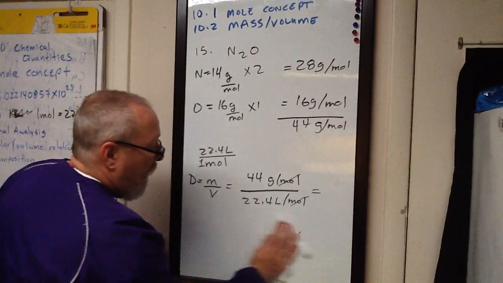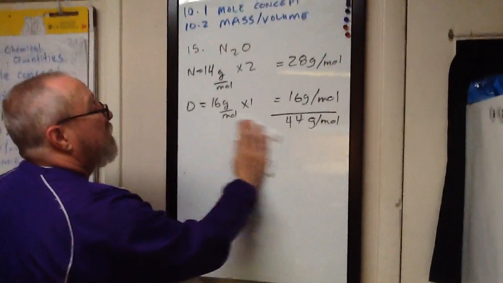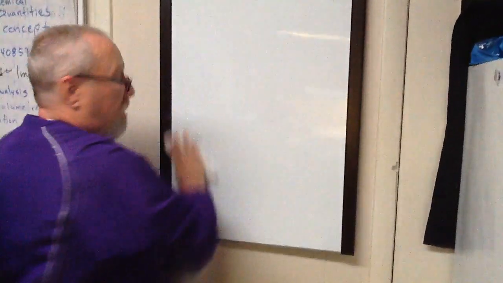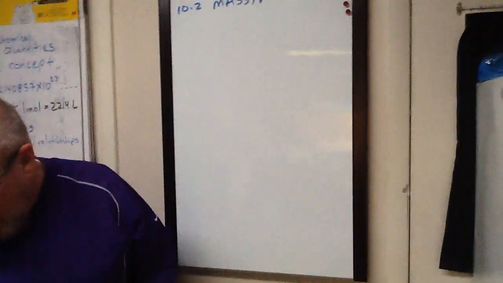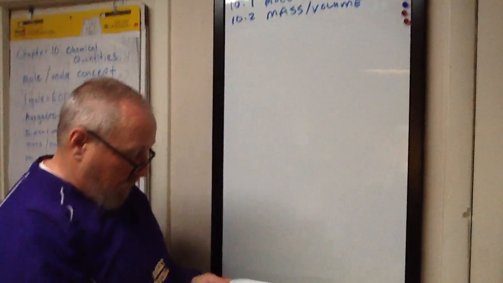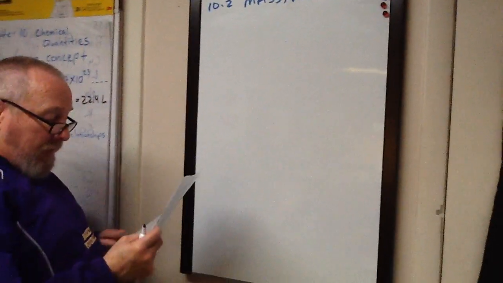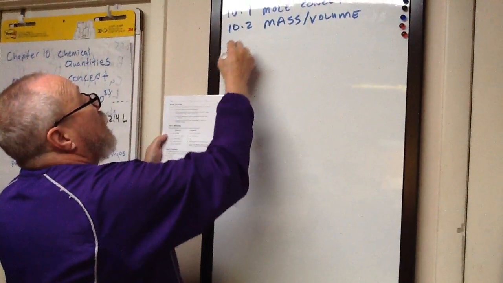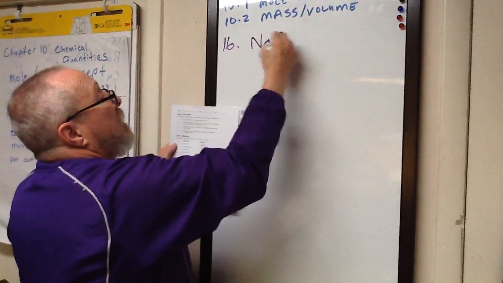So, let's do our next one. Question 16. That's about as hard as you can get, but that was pretty hard. But let's do them quickly. It says, what's the mass of 2 moles of sodium chloride? And sodium chloride is NaCl.